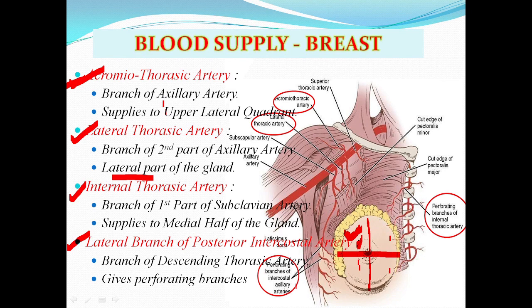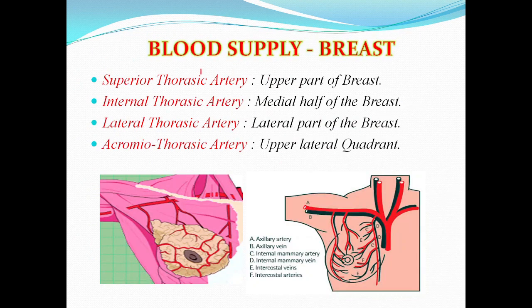So whenever you study any blood supply or anything, try to study by quadrants. Superomedial and inferomedial are supplied by the internal thoracic artery. Superolateral and inferolateral will be supplied by what? Lateral thoracic artery. Again, superolateral will be supplied by the acromiothoracic artery. And there is one more artery that I will show you in the next slide.